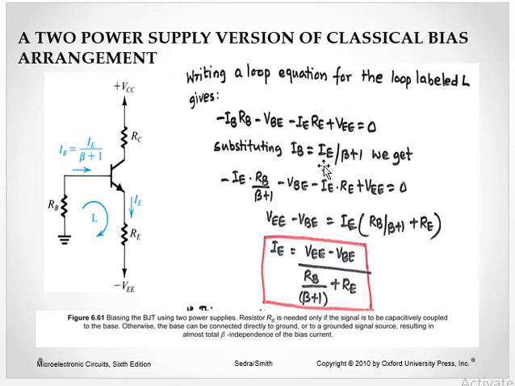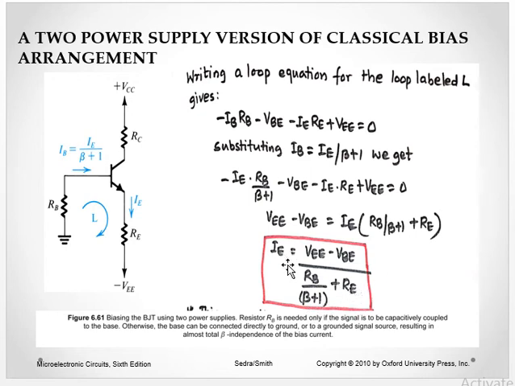Substituting for IB as IE divided by beta plus 1 in the above equation, we get IE into RB divided by beta plus 1, minus VBE, minus IE RE, plus VEE equal to 0. Further rearranging the equation, we get the expression for IE as VEE minus VBE divided by RB by beta plus 1, plus RE.